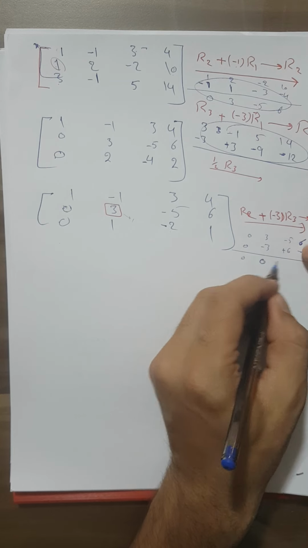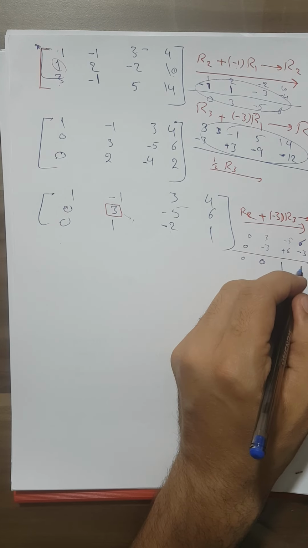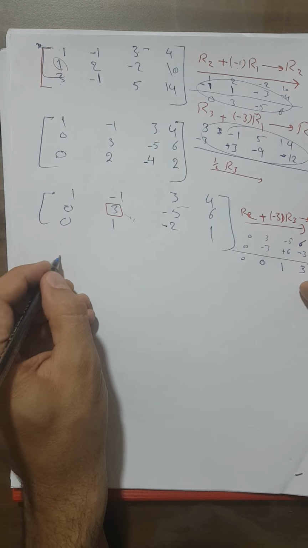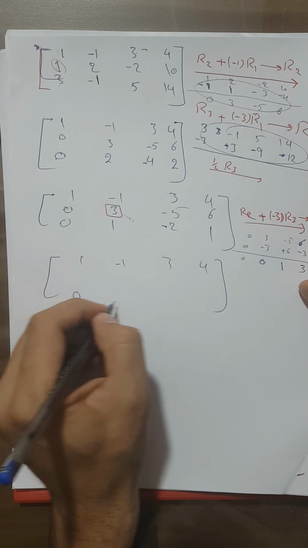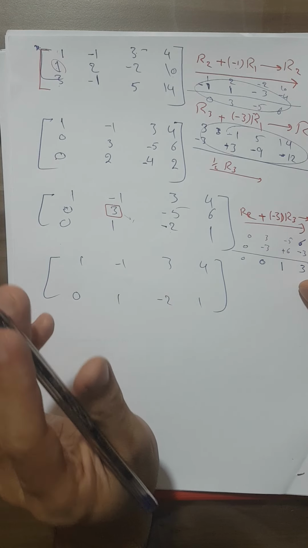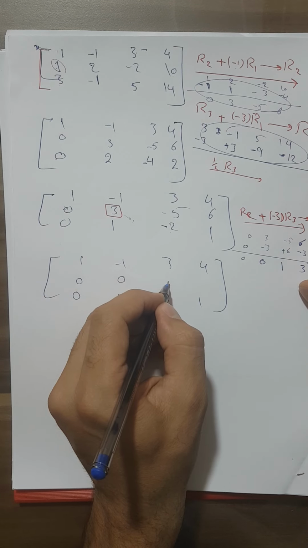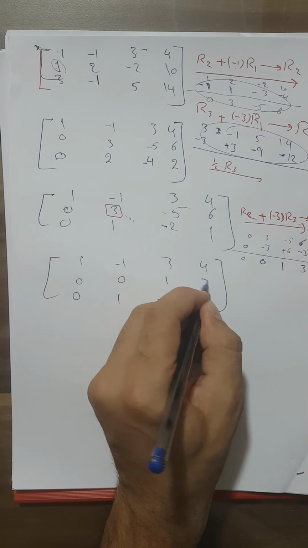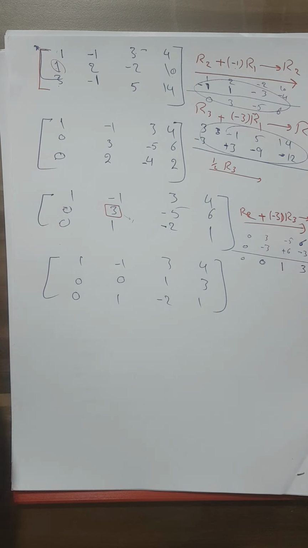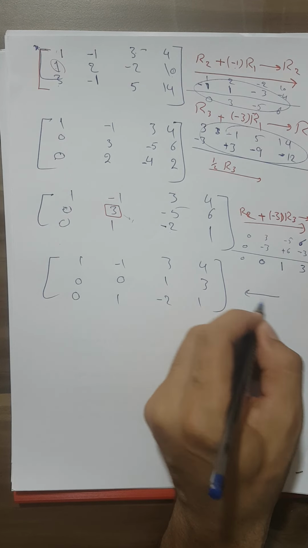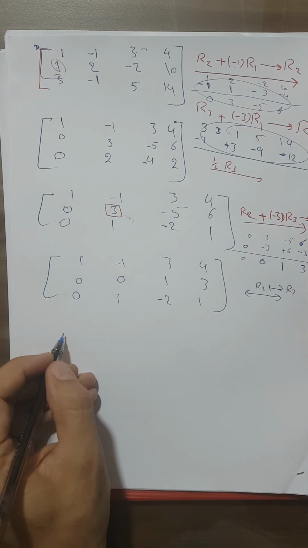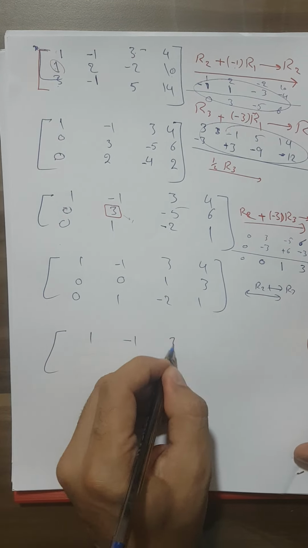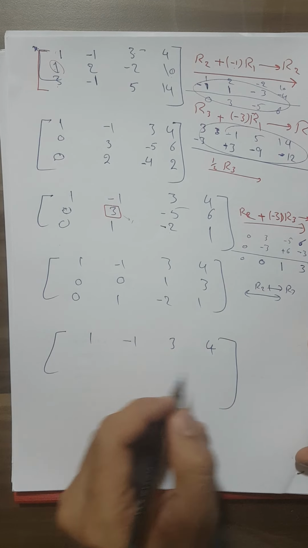So in that case, I'll get 0, I'll get 1, and you get 3. So 1, minus 1, 3, 4, fixed. 0, 1, minus 2, 1 is also fixed. We change this one to 0, 0, 1, and 3. Now I'm interchanging this one. Why? If I interchange R2 with R3, I will get such an augmented matrix like that.